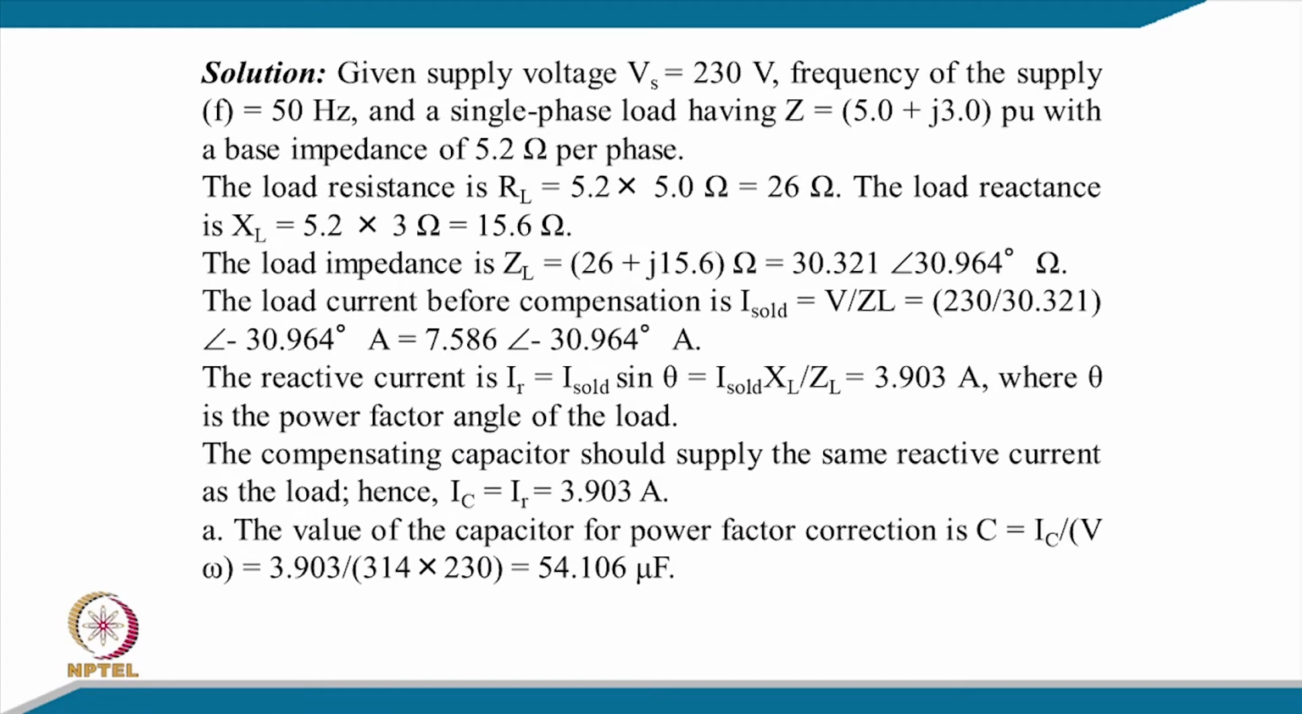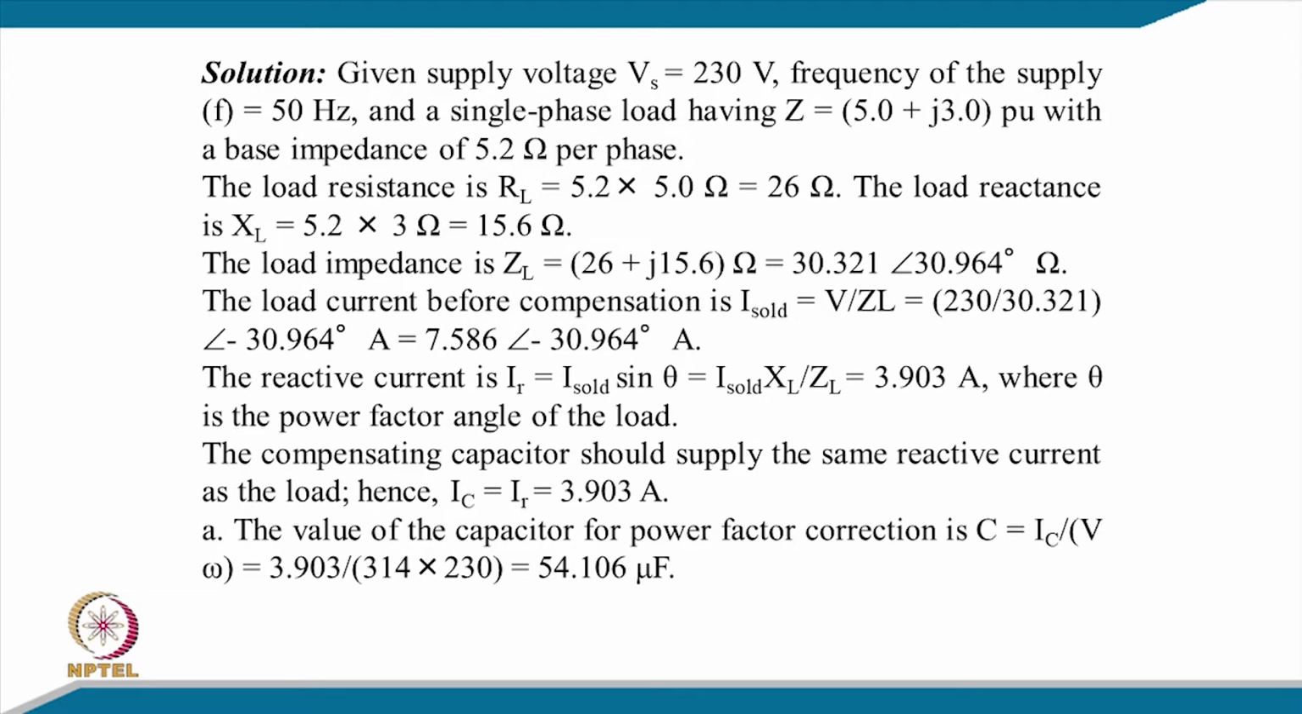So, of course the supply voltage given in the numerical problem is 230 volt and frequency is 50 hertz, and we have a single phase load of 5.0 and 3.0 per unit with the base impedance of 5.2 ohm per phase. We can calculate the actual value because it is given in per unit. In electric power systems we always consider the per unit system, so you must have an idea of the per unit system. To get the actual value we have to multiply by the base impedance.